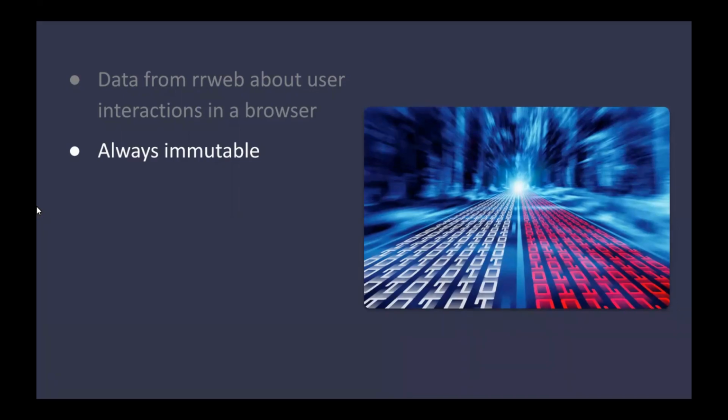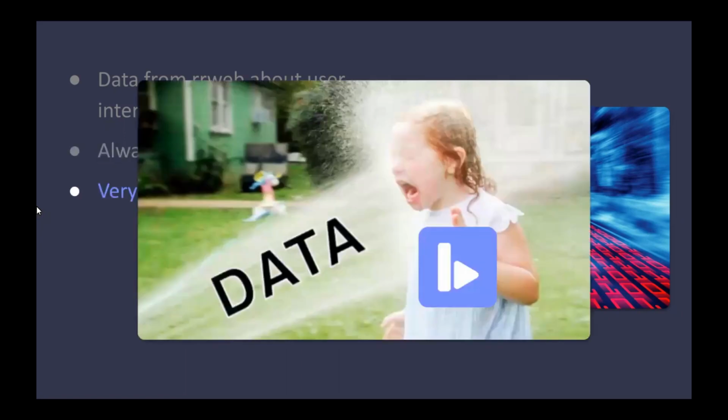But most importantly, event data comes in at a very high volume. RR Web records about 50 events per second. So that means that if Bard is tracking just 200 users, we're receiving 10,000 events per second on our backend. So if we weren't careful, our application was going to end up like this.